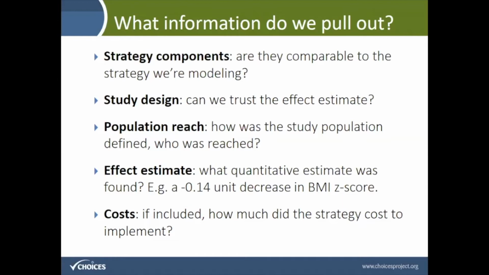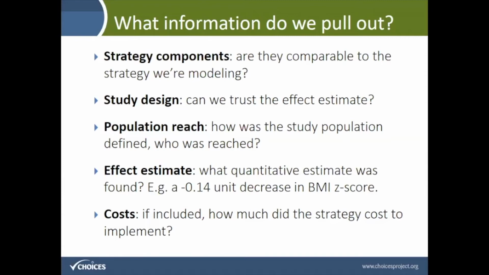We also look in the study for information on how the study population was defined and who was actually reached by the intervention. So if we are trying to look for studies that show an impact for 2 to 5-year-olds because we're doing a childcare intervention, we would want to make sure very carefully that we see that the study population actually was 2 to 5-year-olds and wasn't 9 to 12-year-olds or something like that, where the study population may not have been actually comparable, and we wouldn't be able to trust that the effect would be the same.